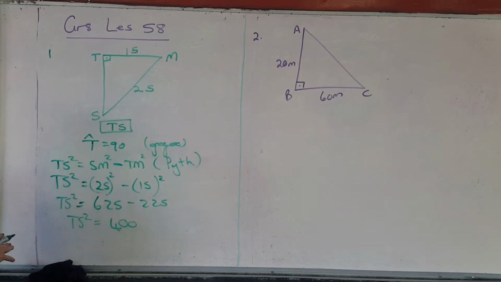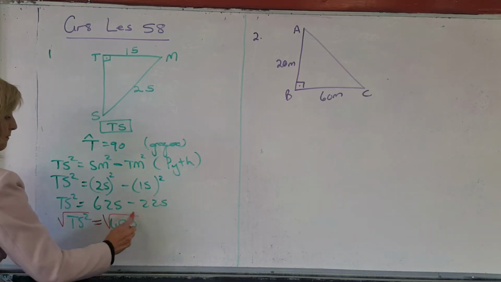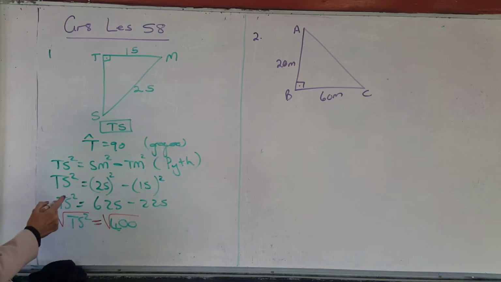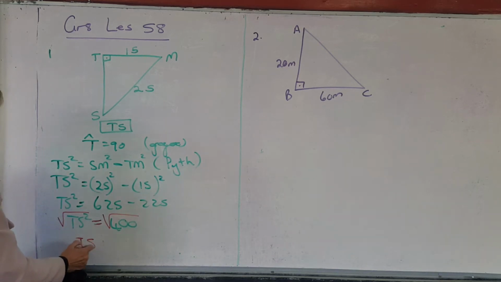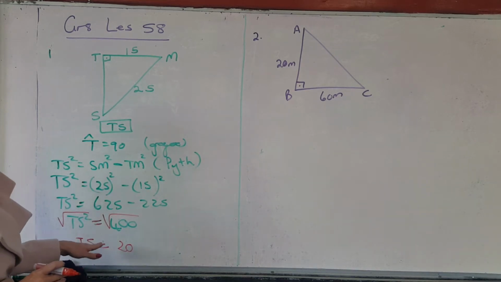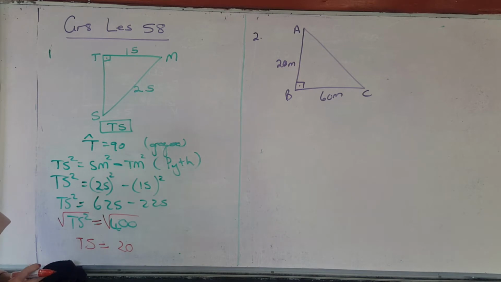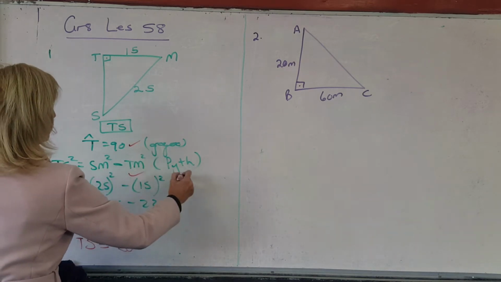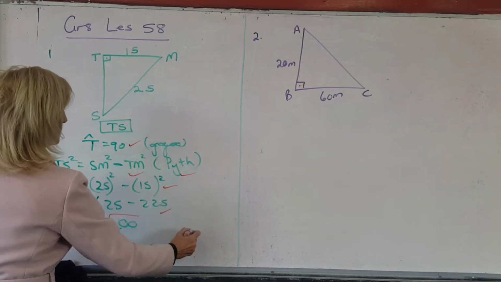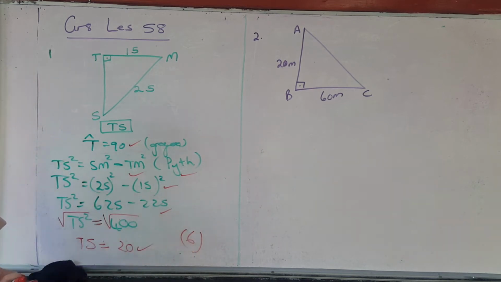How do I now get just the TS? What am I going to do to get rid of the square? In an equation, what I do on the left, I do on the right. I want to get the square away, so I square root. The opposite of squaring is square rooting. So TS is equal to, the calculator will tell you, 20. I'm finished with the sum and it's about 6 marks for that answer.